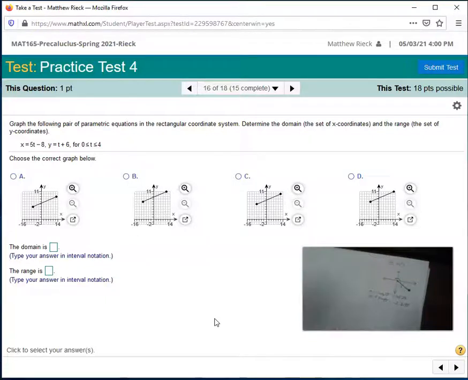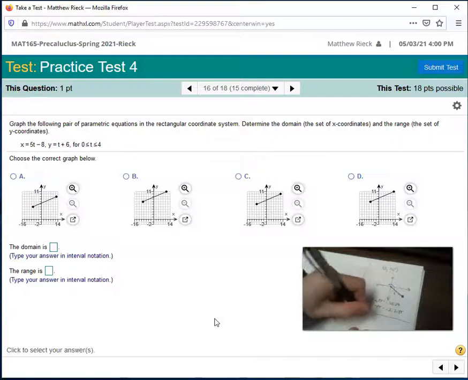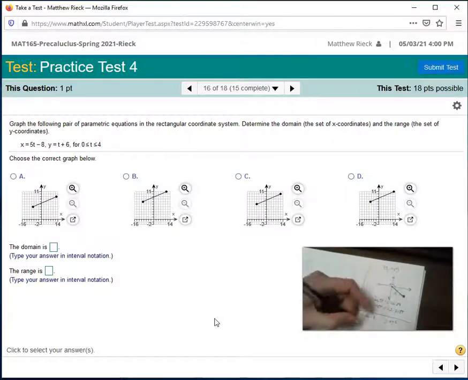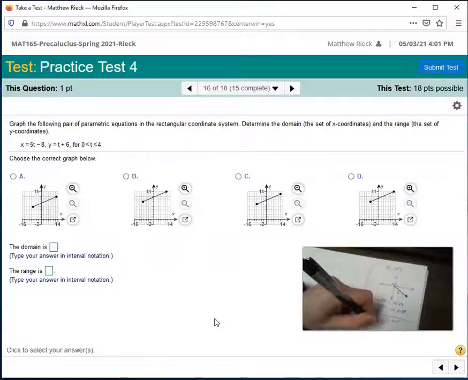All right, this next one is dealing with another way of representing a line. So we talked about Cartesian coordinates, we talked about polar coordinates. Another way that you can represent points on a coordinate system is by using parametric equations. All right. So here we have the parametric equations: x equals 5t minus 8, and y equals t plus 6. And t is going to be in between 0 and 4 inclusive.